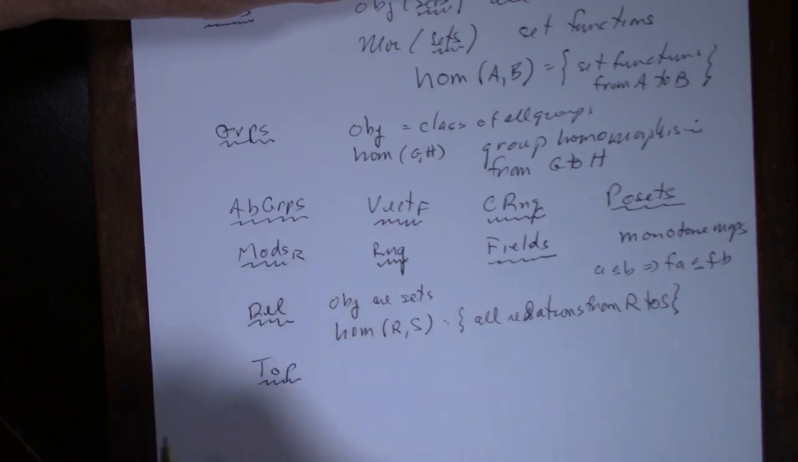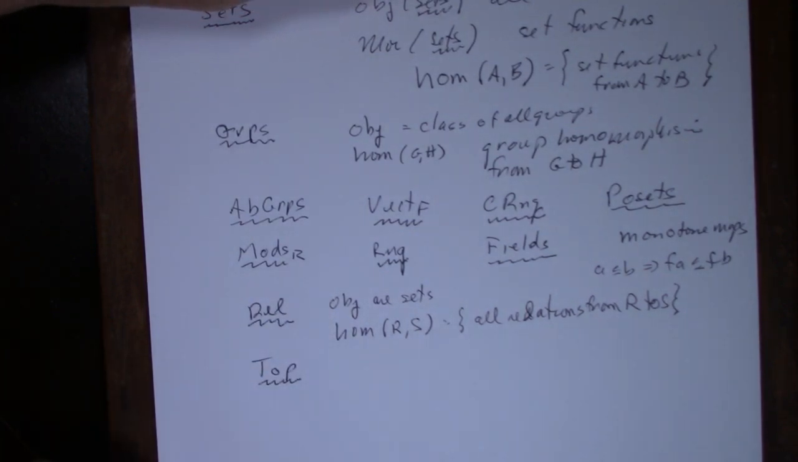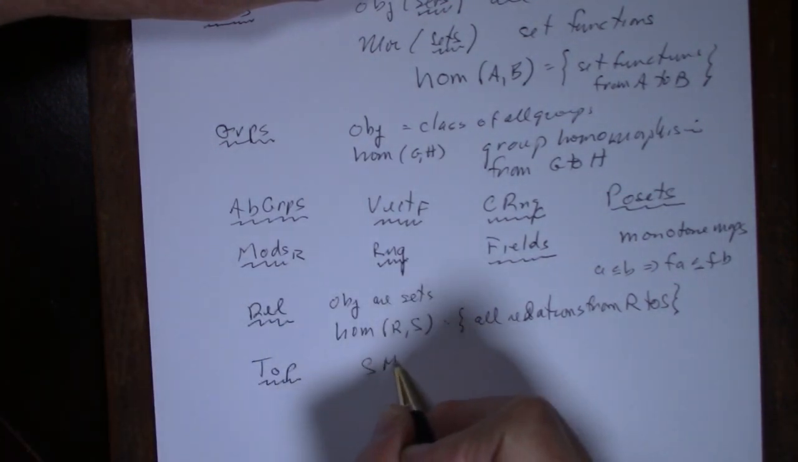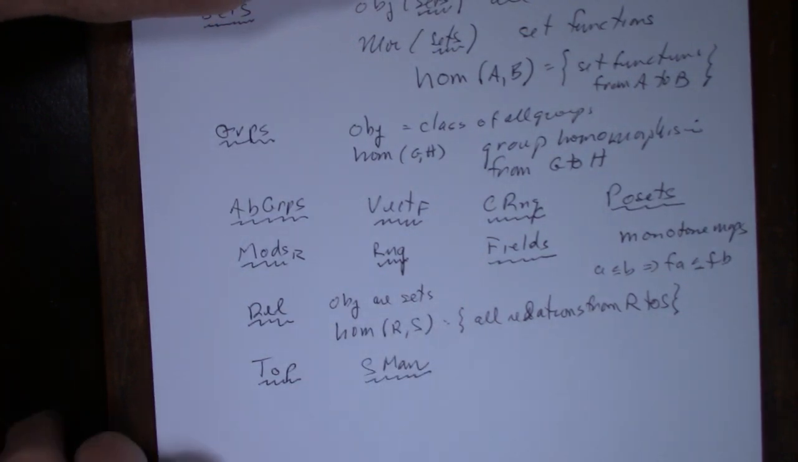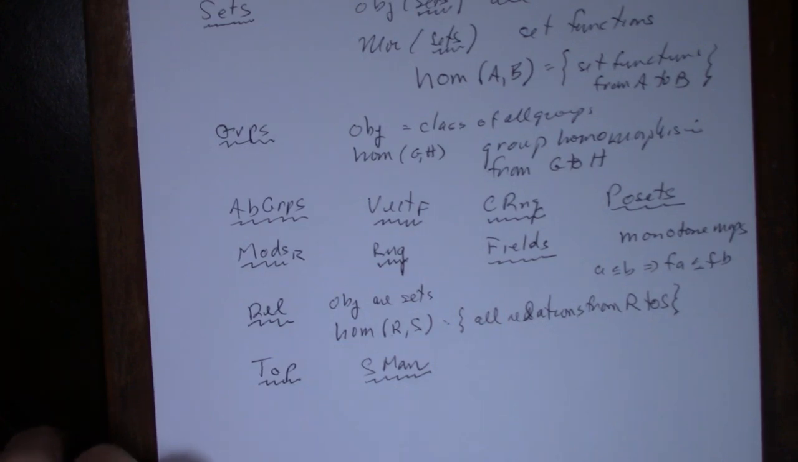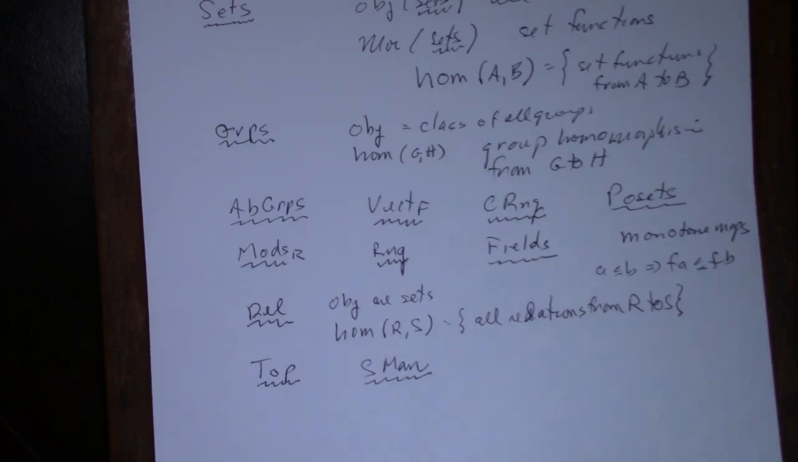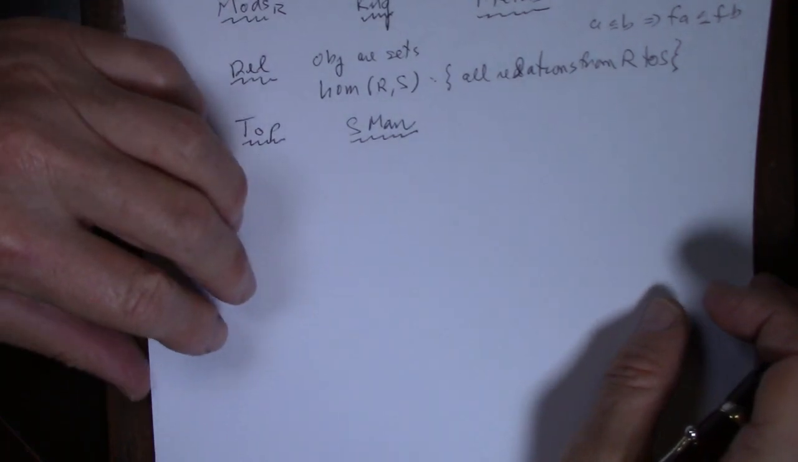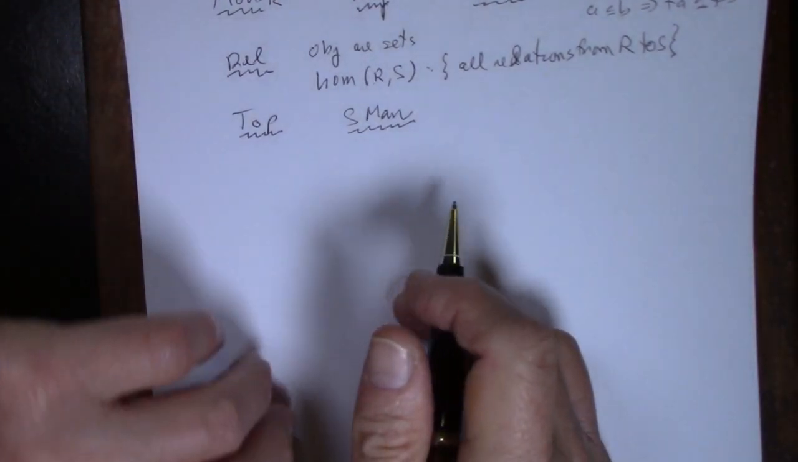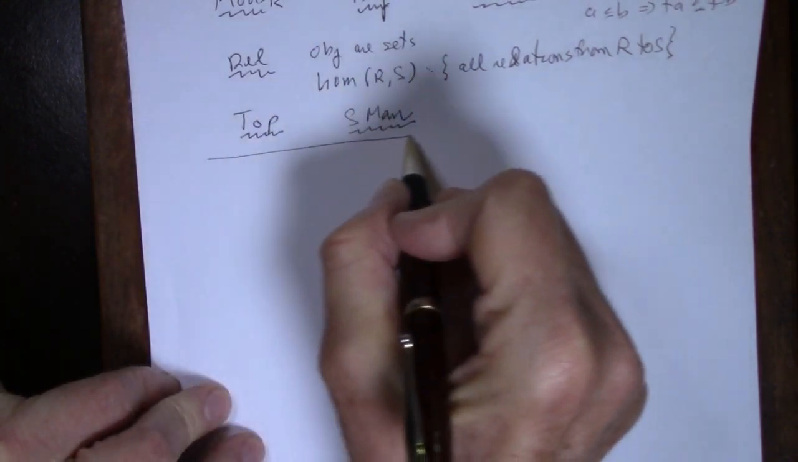Topological spaces. The objects are the class of all topological spaces, and the morphisms from A to B are the continuous functions. Smooth manifolds. Here the objects are manifolds and the morphisms are smooth maps. So that's a collection of examples, none of which should really be surprising. Let's look at some a little more unusual examples.